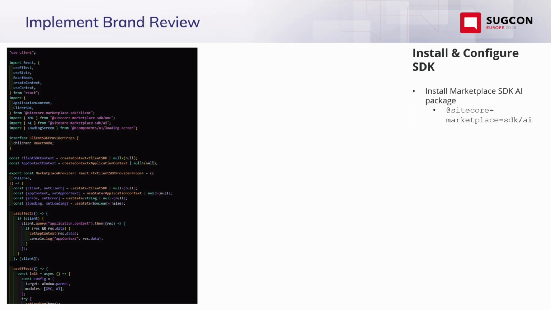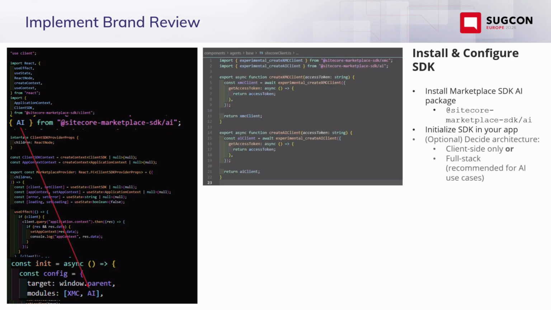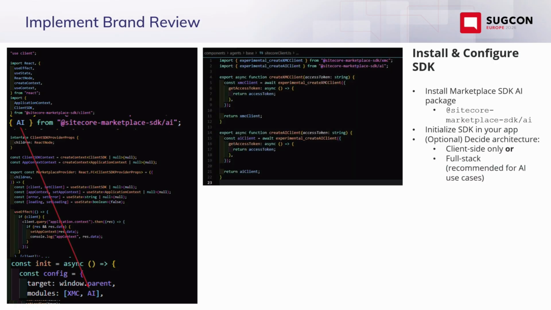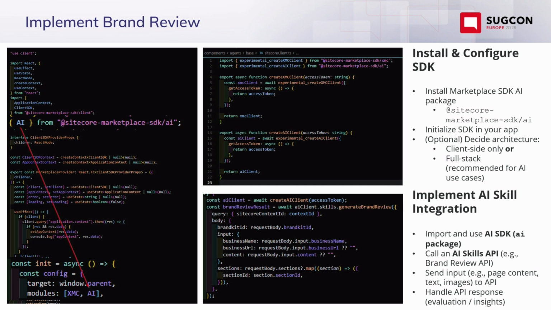Then on the left-hand side, what is new? You import a new package from the namespace and add it as an available module. And on the right-hand side, you create a new client if it's server-side, which is great. And then you simply call the function skills dot generate brand review, with the same parameters as you would use in the API call. And then you get the brand review based on the content you give it.